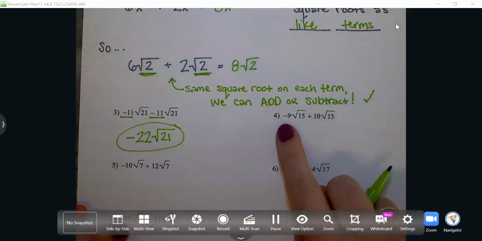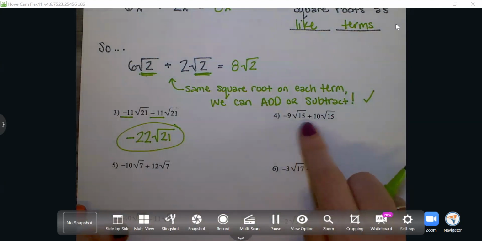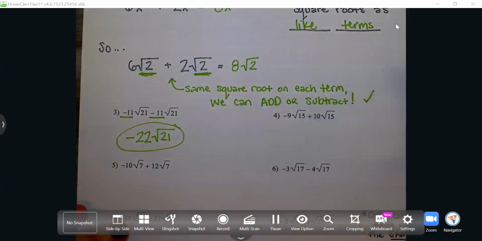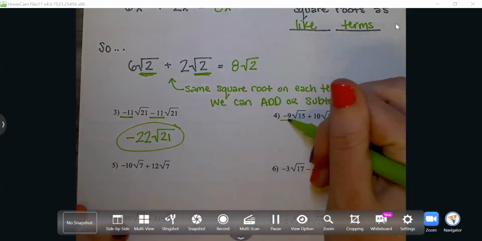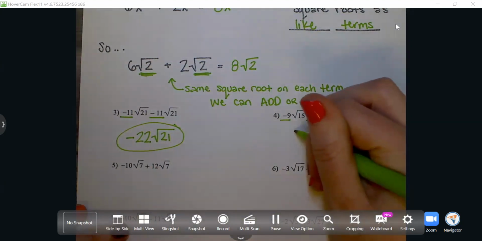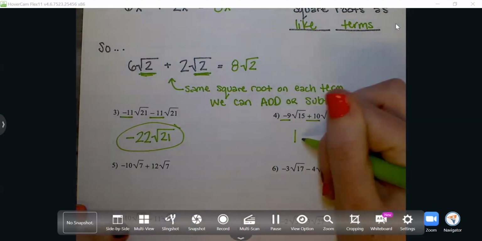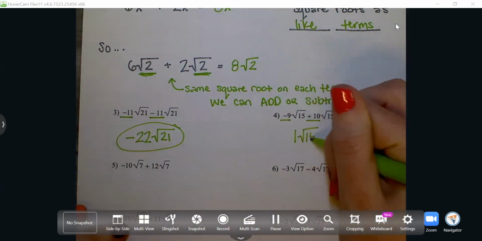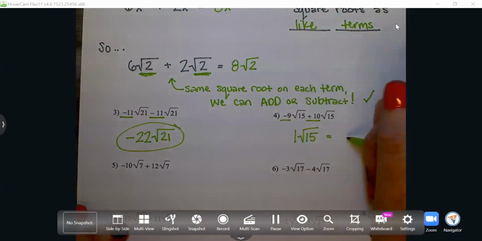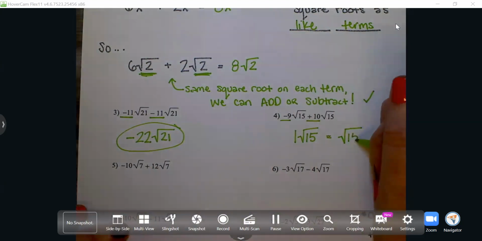Same idea here, negative 9 square root of 15 plus 10 square root of 15. They have the same square root. I can add them together. Negative 9 plus 10 is a positive 1, and I keep that square root of 15 attached to it. If I wanted to simplify something further, 1 times anything is really itself, so I don't even need that 1 there.